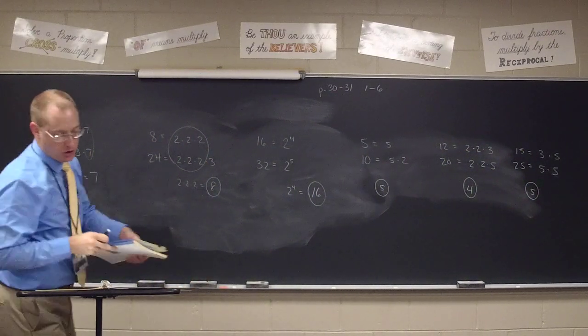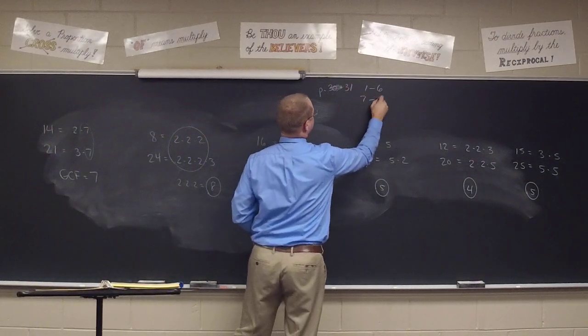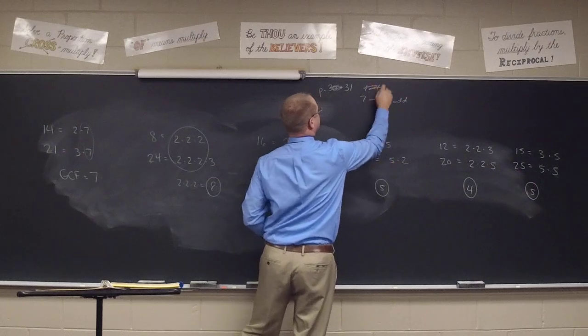Good. I want you now to go on to the odds, 7 through 13. So do the rest of the odds. They're on page 31, 7 through 13. 7, 9, 11, 13.